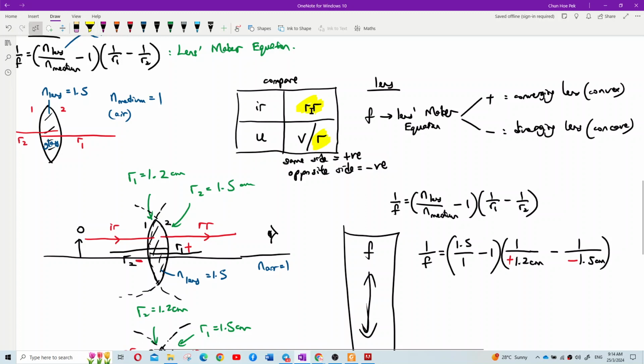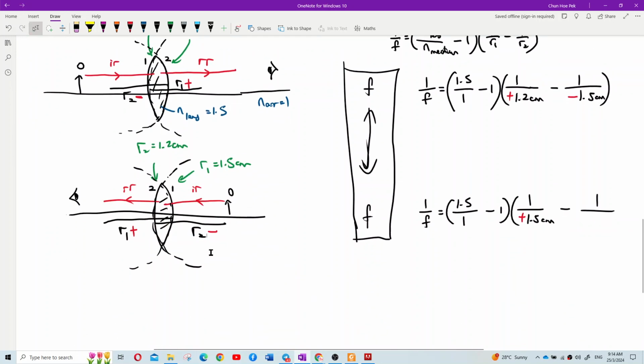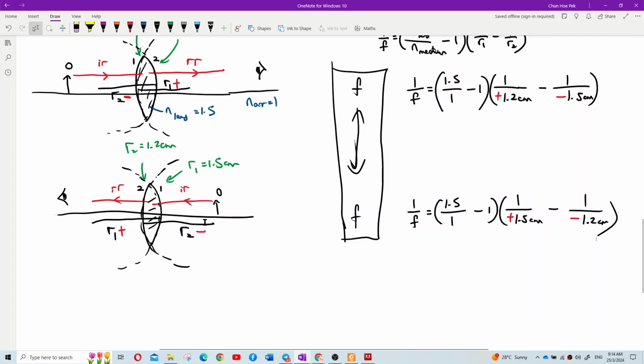This also applies for mirrors. For a mirror, the radius is only compared with the refracted ray. So this radius 2 is opposite to the refracted ray, so it is negative. Radius 2 is 1.2 cm, so we put negative 1.2 cm. See that? Negative 1.2.